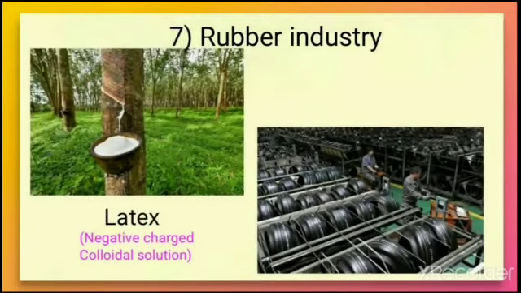In the rubber industry, we know that rubber is obtained from rubber trees, which give latex, and this latex is actually a colloidal solution of rubber particles which are negatively charged. So the rubber should first be coagulated, and only then can we do the processing. So that means it is also colloidal in nature.